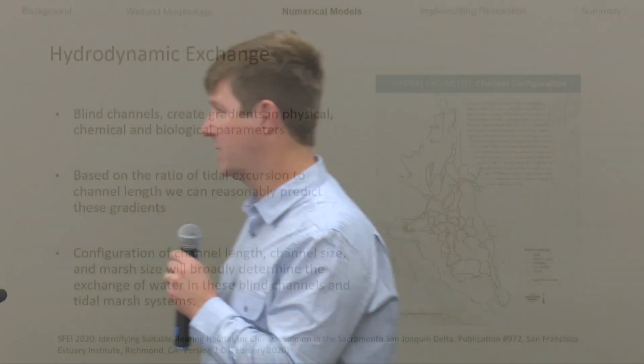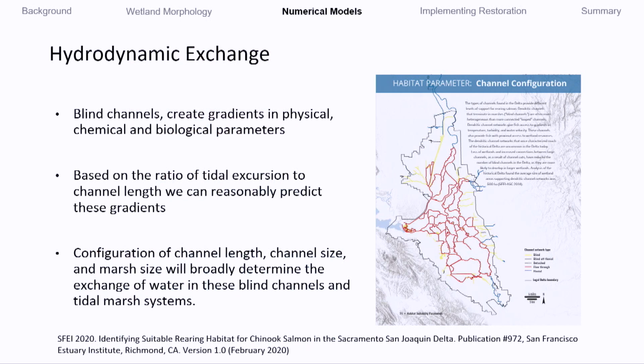So the first tool I'm going to talk about is hydrodynamic exchange. Blind channels are an important feature in both the historic and contemporary delta because these channels create gradients in physical, chemical, and biological parameters. And we use the ratio of the tidal excursion to channel length to come up with reasonable predictions of these gradients. And the exchange is, like I said, governed by the morphology of either the blind channel or the tidal marsh systems.